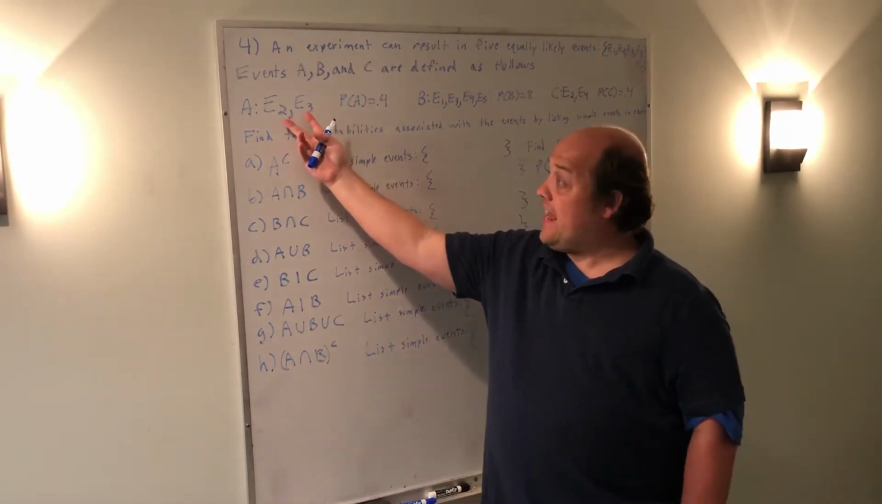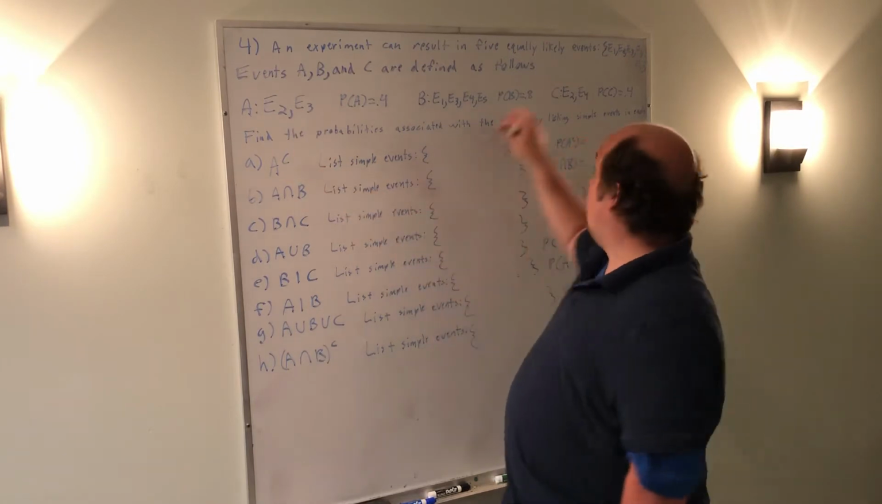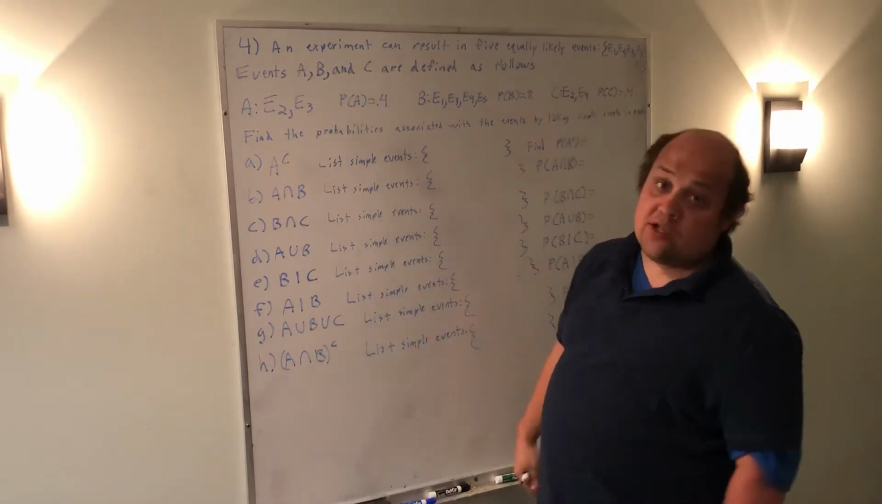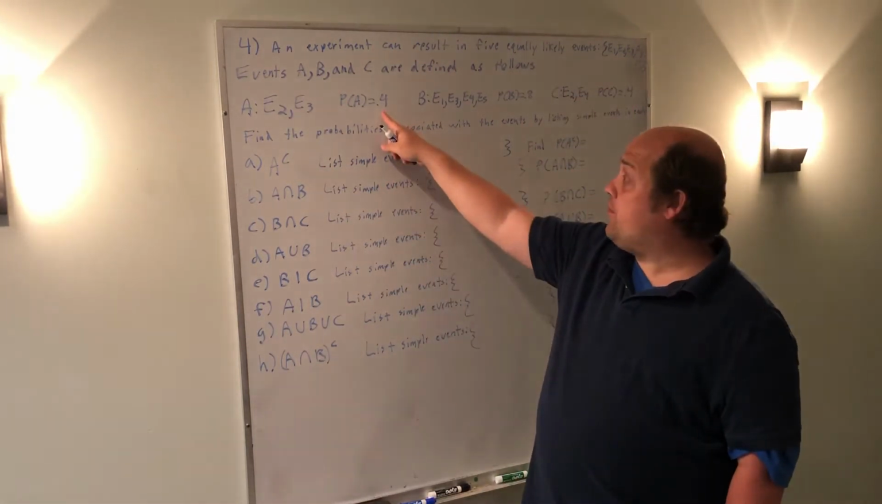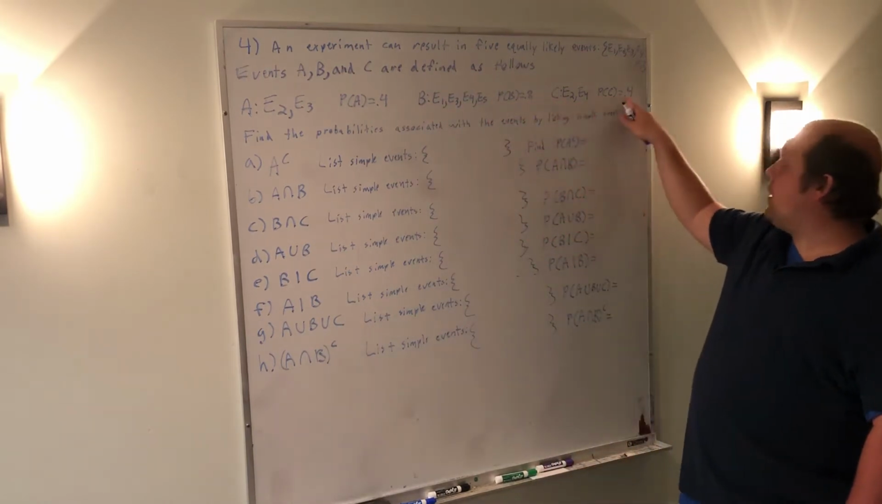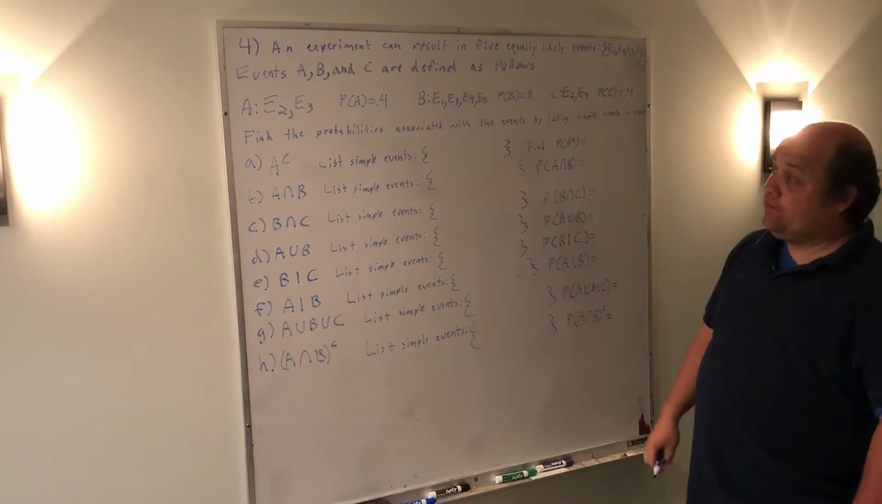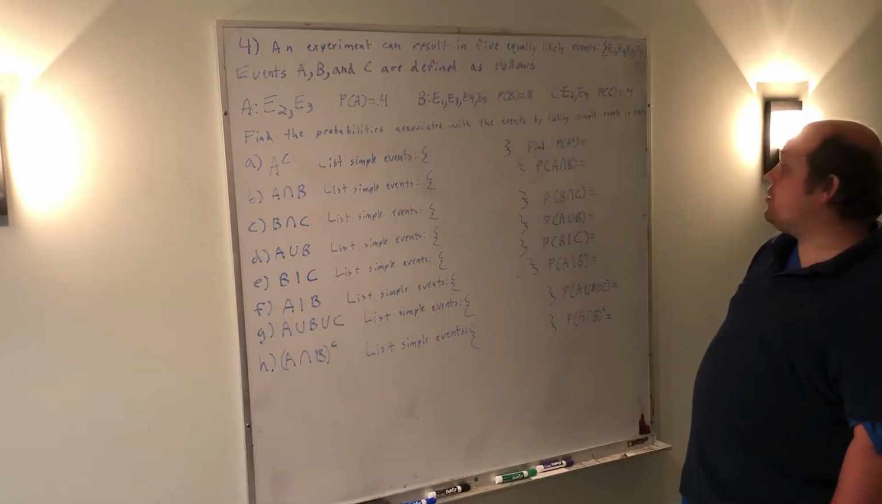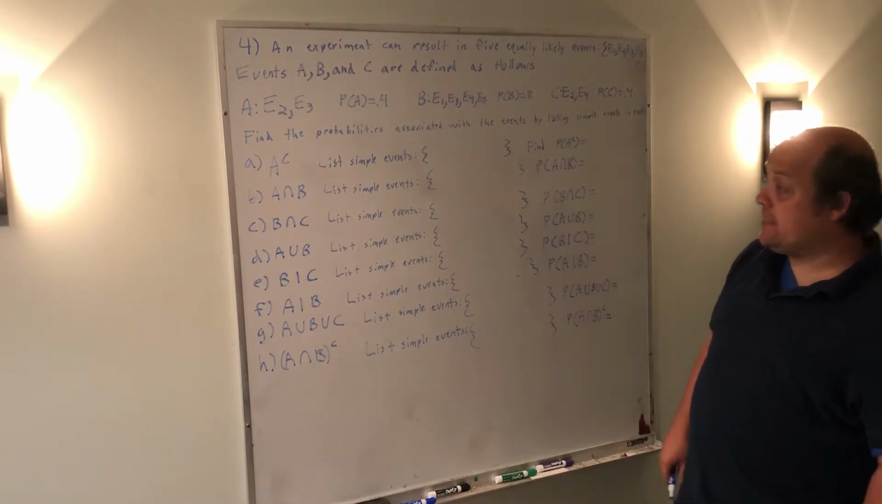Because event A has 2 simple events in it, and there's 5 in the sample space, 2 divided by 5 would give me this 0.4. Similarly, 4 divided by 5 would give me 0.8, 2 divided by 5 would give me 0.4. They ask us to find the probabilities associated with the events by listing simple events in each.